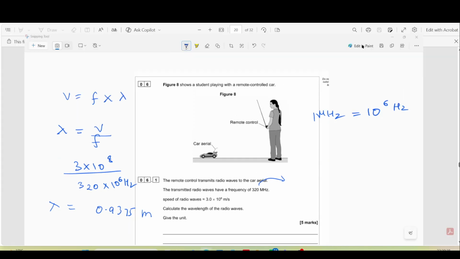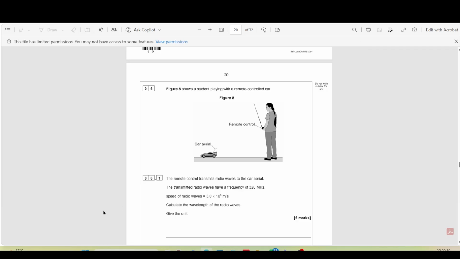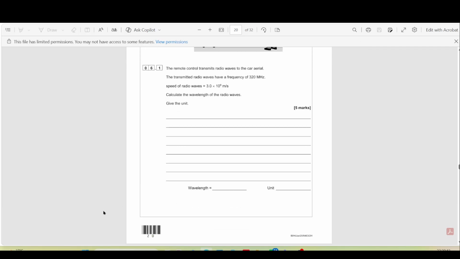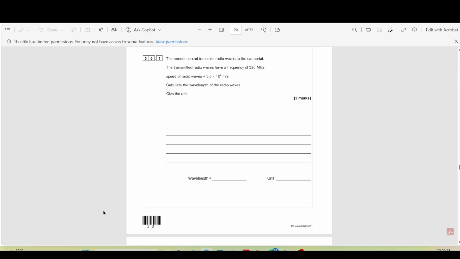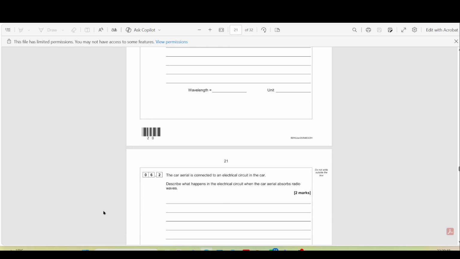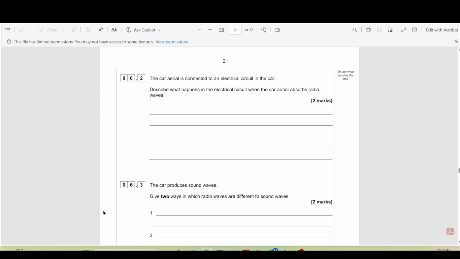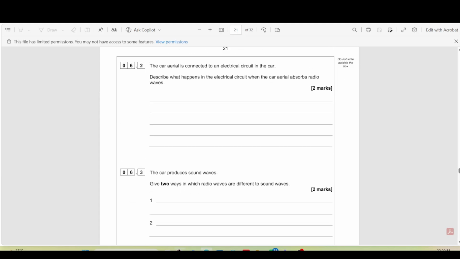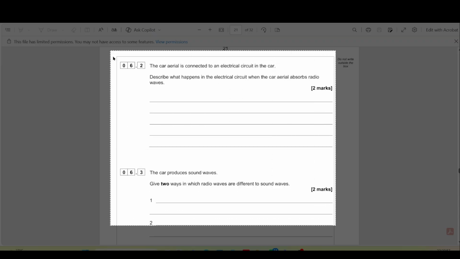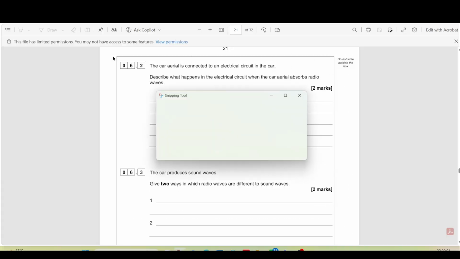Yeah, that's correct. Good. So the wavelength is 0.93. And the unit is meters, not hertz. Hertz is for frequency. Wavelength is in meters, because that's just distance.